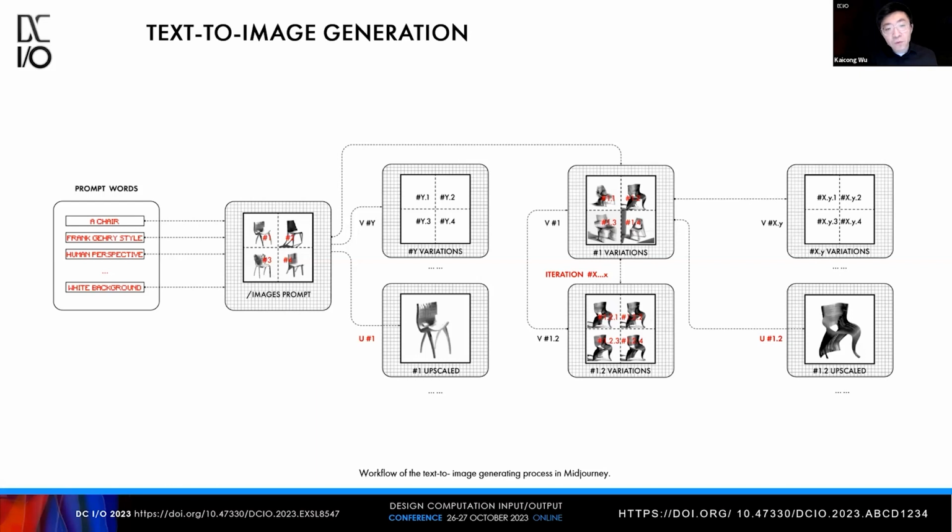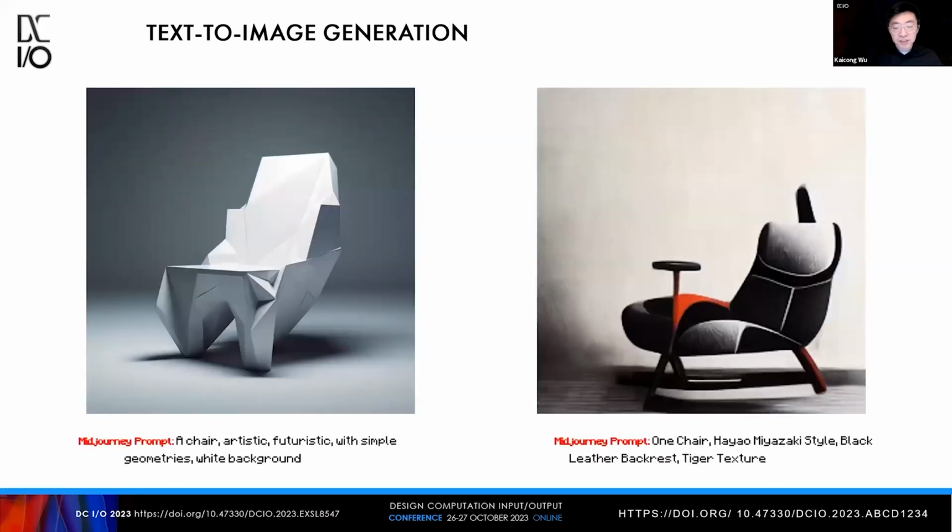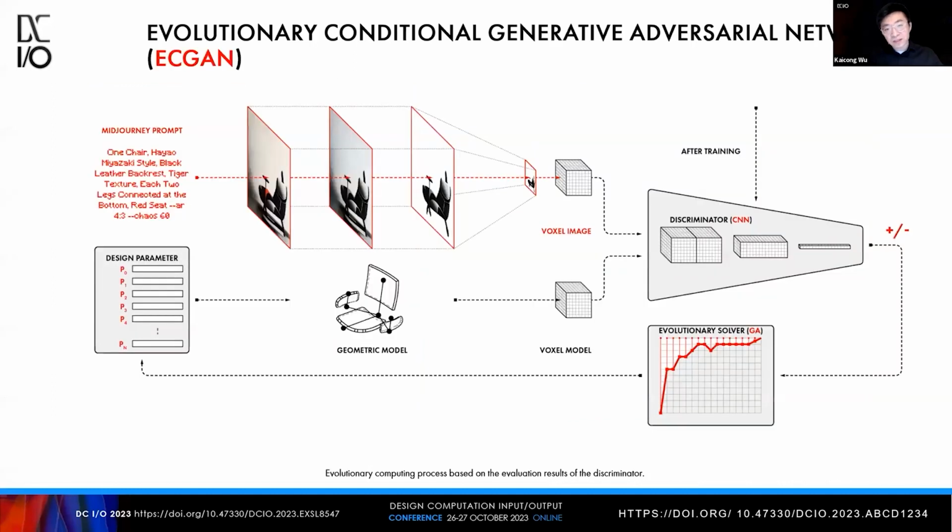But first of all, we created our own images of chairs by using text prompts. This is generated using one of today's very popular platforms, Midjourney. There are functions like variations and upscales that let us finally produce some images, which we know are generated images, so there is not necessarily an object correspondingly representing them. Then we feed the image into the computing process.